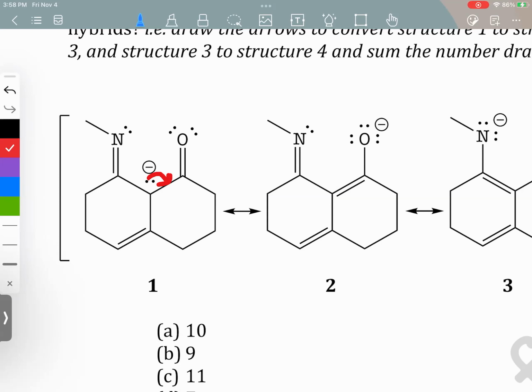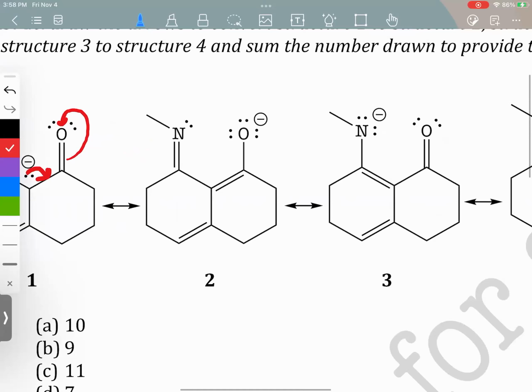Now, in order for that oxygen to get the negative charge, what movement happens? The double bond on the oxygen went up to the oxygen. Right. The double bond breaks, and the electrons move up to oxygen so we can get the negative charge. So far we have those arrows. That's how we get to 2.